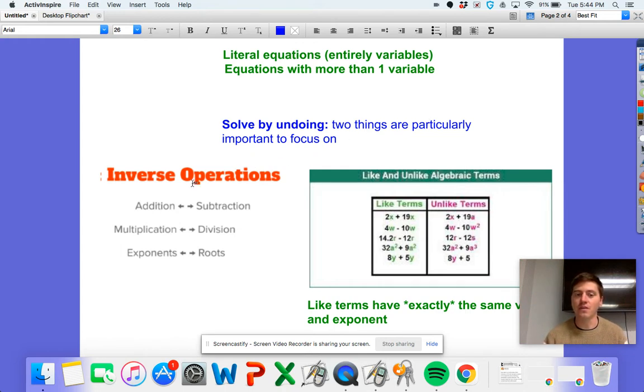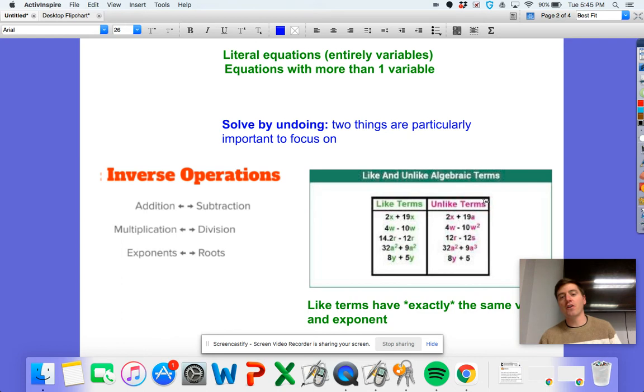So two important things to focus on are the inverse operations. That's how we undo things. We undo things with the inverse operations. So if you have addition, you undo it with subtraction. If you have subtraction, you undo it with addition, multiplication, division, exponents, and roots, and so on. Those are inverse operations. They're what undo each other.